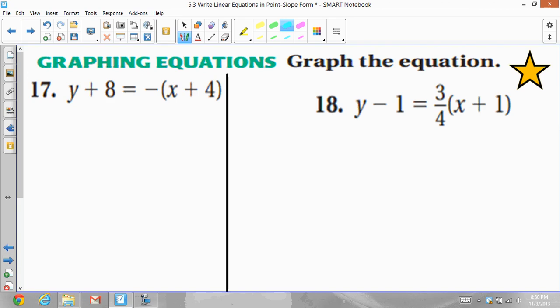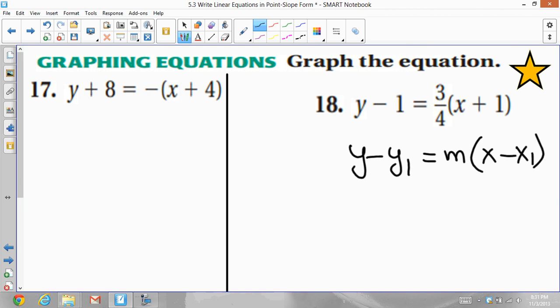Question number 18. Graph the equation y minus 1 equals 3 over 4 x plus 1. Do not change this to a decimal. Keep it as 3 over 4. So the formula is going to be y minus y1 equals m times x minus x1. Please make sure that you are copying the formula and at the same time you are memorizing the formula. y minus y1 equals m times x minus x1. Now watch what I'm going to do.